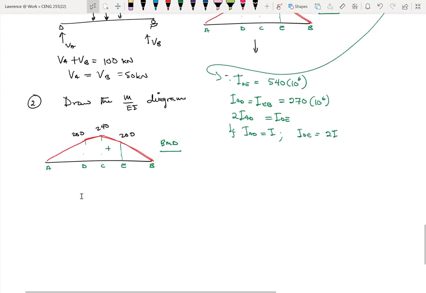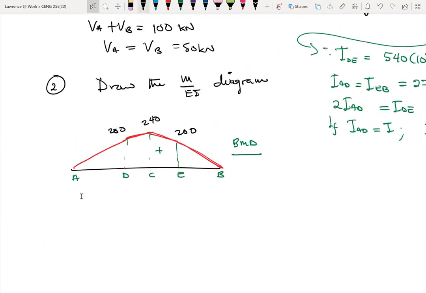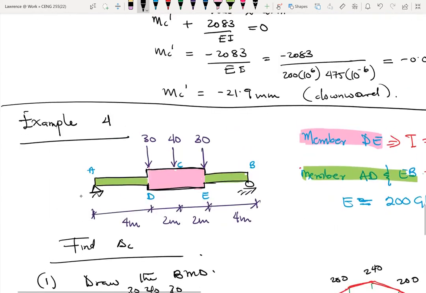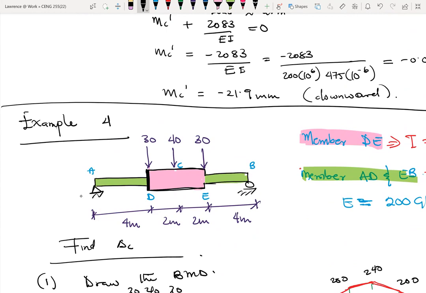Okay. So let me increase the size. So here we have 200. So our M over EI diagram. So we have this junction right here. We have this junction over here. At this junction, we have 200, right? So this junction here is being shared by two beams with two different I values, right? That junction here is being shared by AD and also DE.